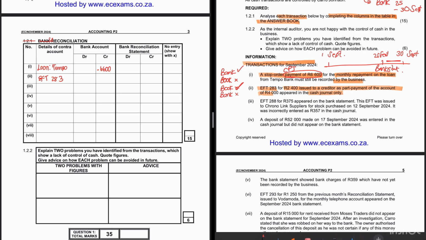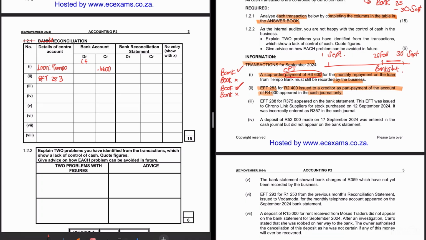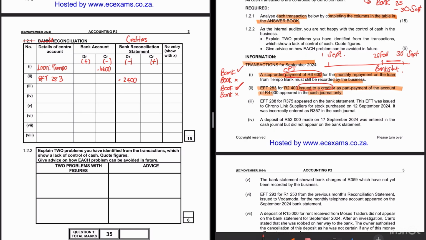So remember, before we start, we say debit bank accounts increase on the debit side, decrease on the credit side. In the bank reconciliation, because they owe us the money that belongs to us, it increases on our credit side and decreases on our debit side. They see us as creditors. So they owe us the money. So we are decreasing our bank by 2,400, because it was issued to a creditor, so it's a payment, a part payment.